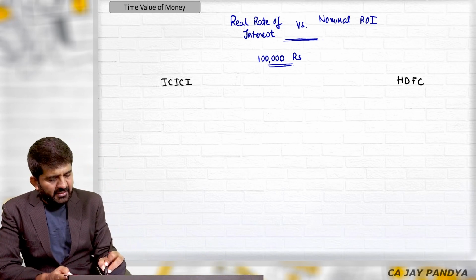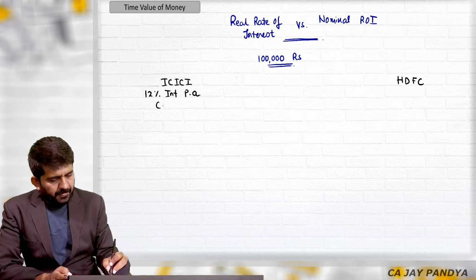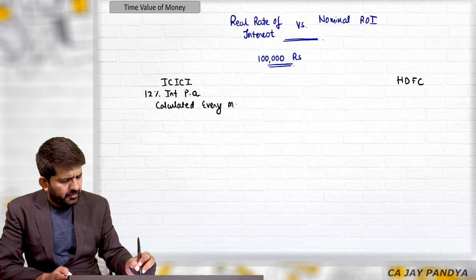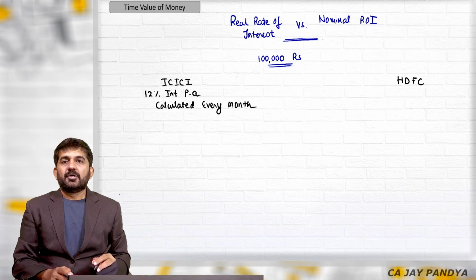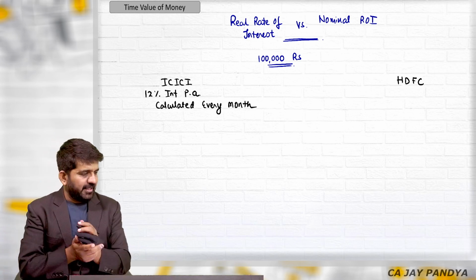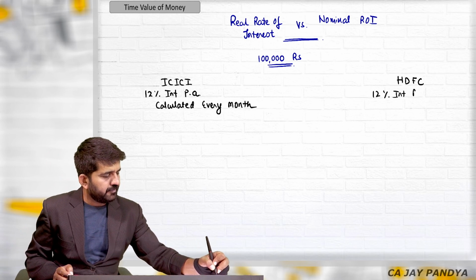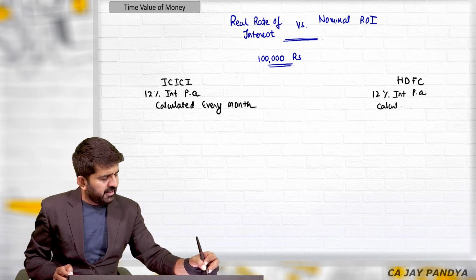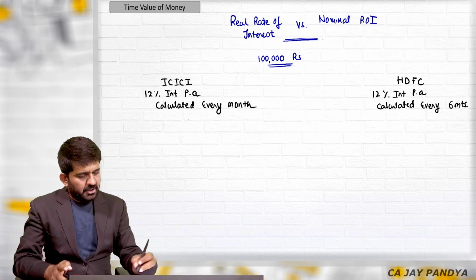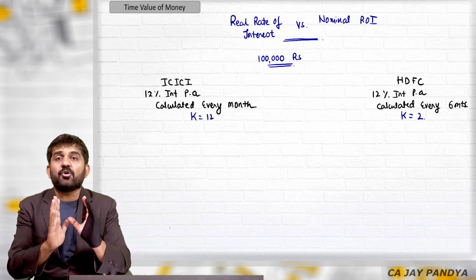ICICI Bank offers me 12% interest per annum, calculated every month. So what will be K? K will be equal to 12. 12 times interest will be calculated in a year, so K will be 12. HDFC Bank also offers me 12% interest per annum. Interest will be calculated every 6 months. So let me write down here K is equal to 12, here K is equal to 2. Otherwise, the rate of interest is the same.